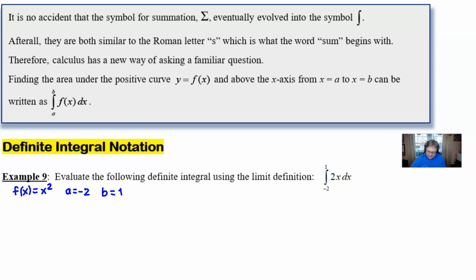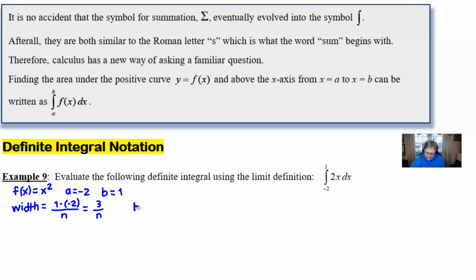Now all that we need to do is start the process. So if you remember, the first thing that we find is the width, and we have a formula for that. It always goes b minus a, all divided by an unknown number of subintervals n. And as you can see, this will reduce to 3 over n.